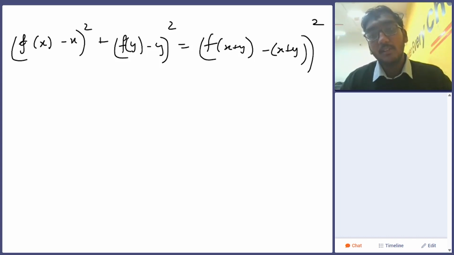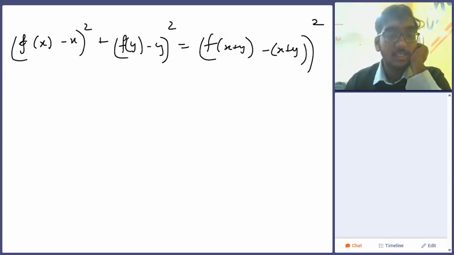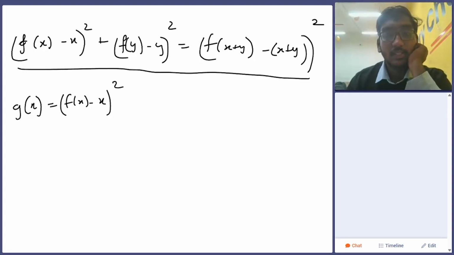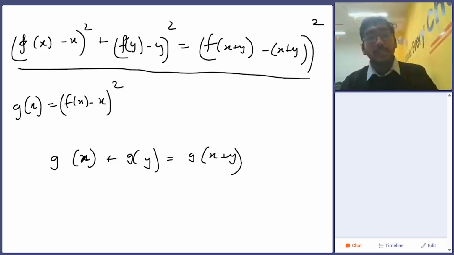Okay. See, let's call f of x minus x the whole square as g of x. Okay. Let's use another function called g. G of x equal to f of x minus x whole square. Okay. So what will this expression be then? G of x plus g of y equal to what? G of x plus y. By looking at this, you can clearly say that g of x is a linear polynomial function, right?